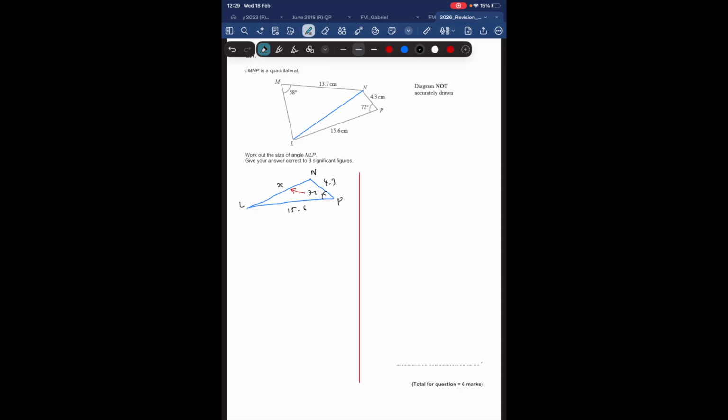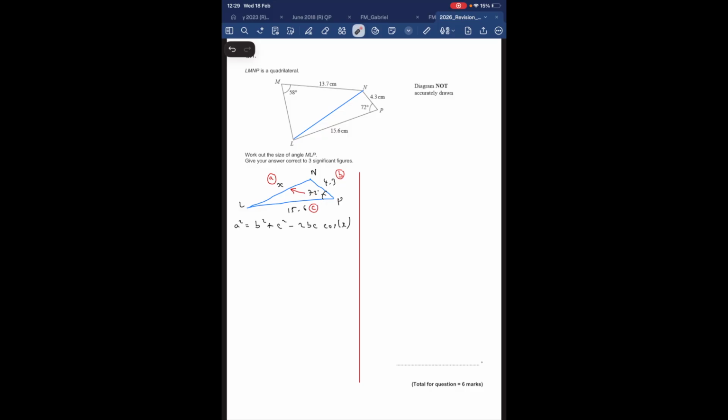Now, the cosine rule from the formula sheet is a squared equals b squared plus c squared minus 2bc cos x. So the first thing I'm going to do is label the sides. The length opposite the angle that I'm using, which is in between the two lengths, so the angle is 72 degrees, it's in between 4.3 and 15.6. That is what I'm going to call A. The other two lengths I'm going to call B and C, and it doesn't matter which one I call B and C. So B and C are the lengths on either side of the angle.